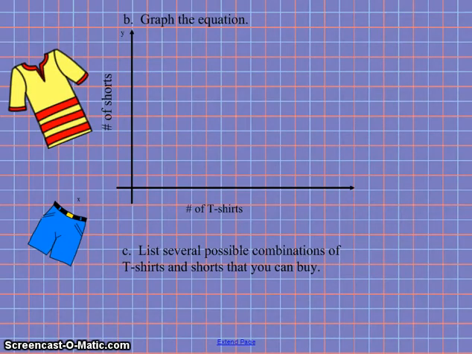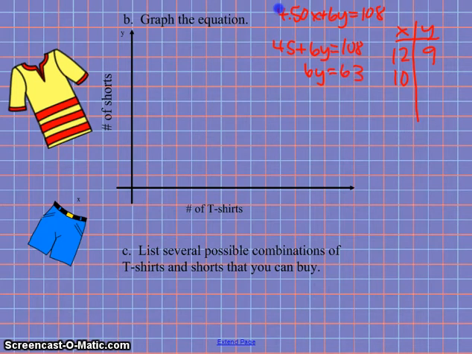If you were to graph this, you can use any different method you want. Your equation again is 4.50x plus 6y equals 108. Remember, they already gave you an ordered pair. So if you want to use ordered pairs and an input-output table, you can. Just kind of take your best guess. Well, let's try 10 shirts. That'd be $45. And that would leave me with $63 to spend, and that's not going to work out perfectly.